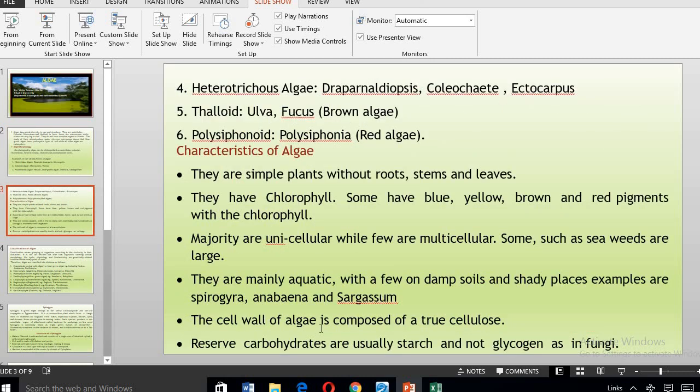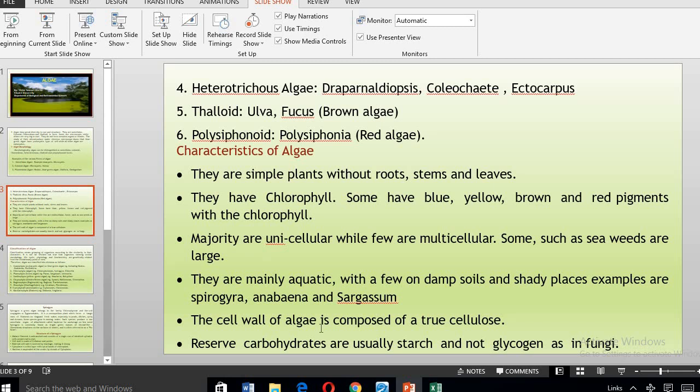We also have heterotricus algae. I've said these are made of two types of branches, where the thallus is partly prostrate and partly upright. We have Draparnaldiopsis, Coleochaete, and Ectocarpus. We have the thalloid, where the entire body is just a thallus. We have Ulva and Fucus. Fucus is the brown algae. We also have the polysyphonoid algae, and an example here is Polysiphonia, which is the red algae.